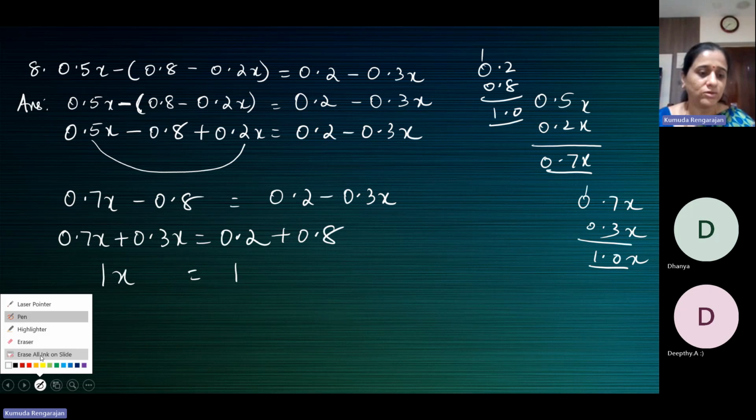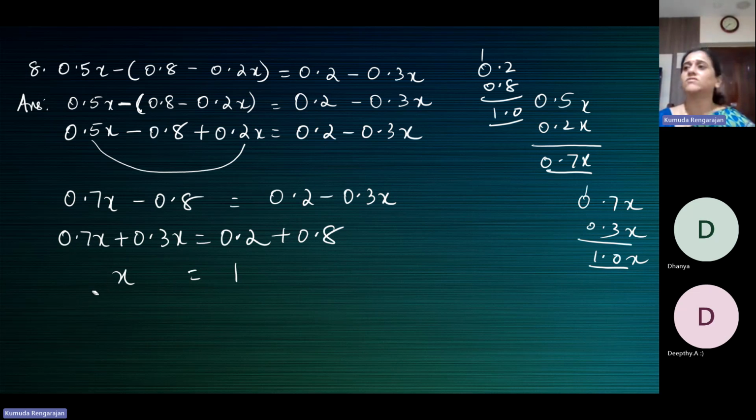So actually, you can just ignore this. So x is equal to 1. When it is 1x, don't write 1x. It's x. So x is equal to 1.